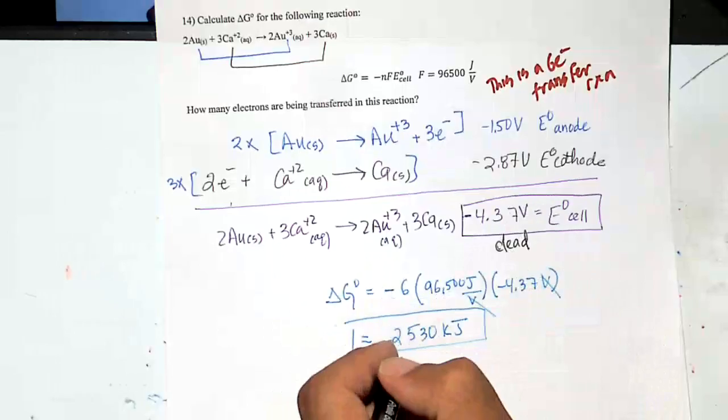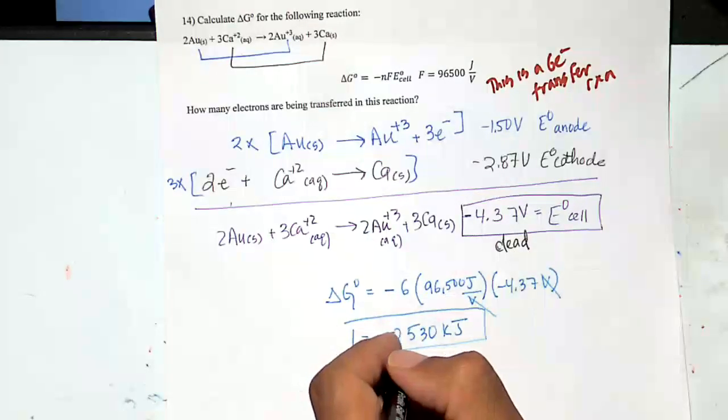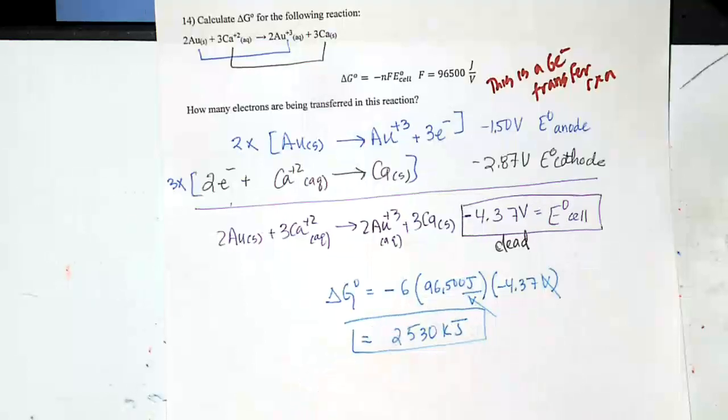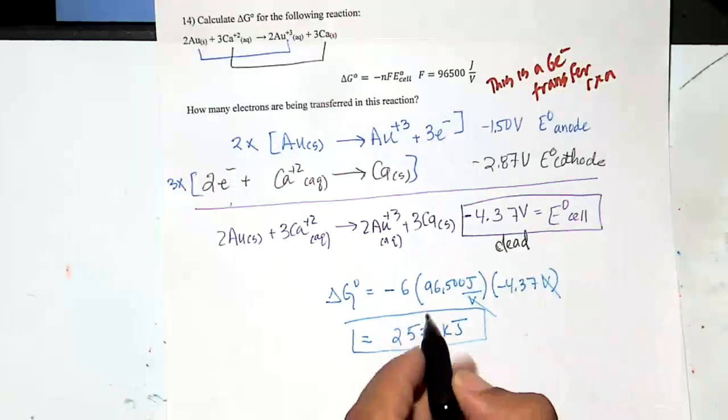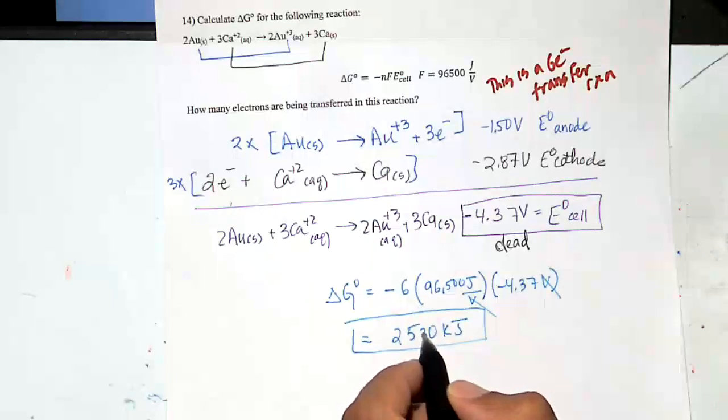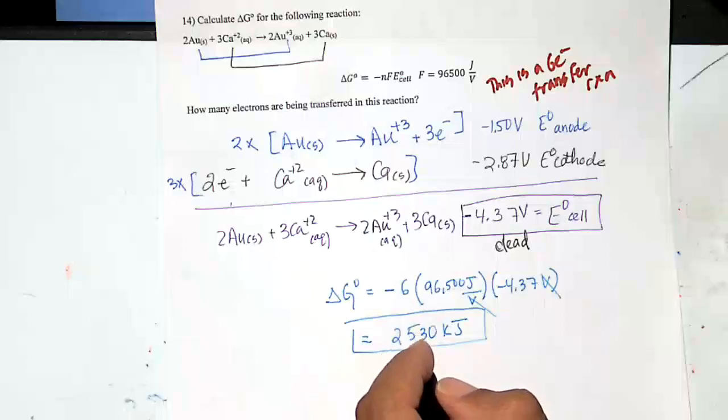And next thing is the positive 2,530 kilojoules. Okay, what does the positive Gibbs free energy tell you? Endergonic. Okay, it's endergonic. So that also tells us this reaction favors the reactants. This reaction, non-spontaneous, favors the reactants, all the same thing.